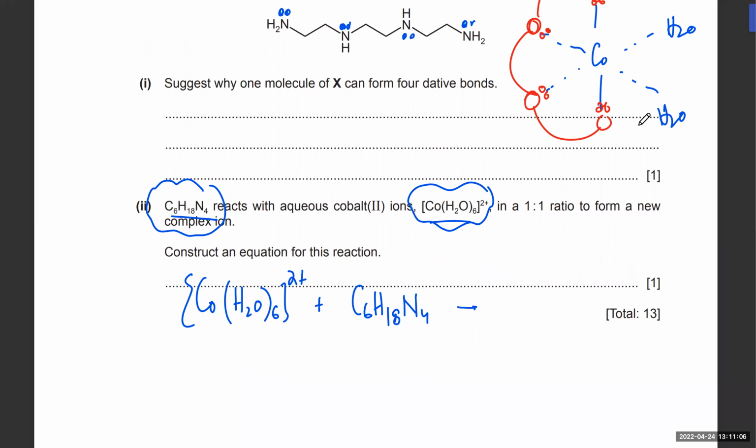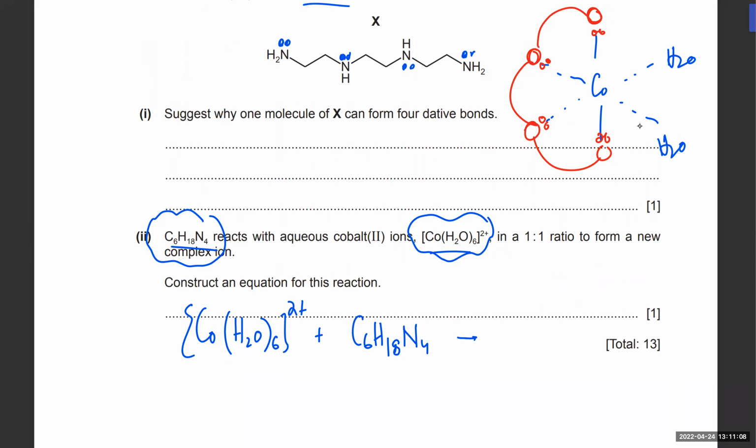Yes, sir. What is the product that you're getting? The product that you're getting is you now have cobalt, and the remaining water molecules are 2. And what else has gotten attached to it? C6H18N4. One of this big tetradentate ligand comes in, bonds with it, and the 4 water molecules get replaced.